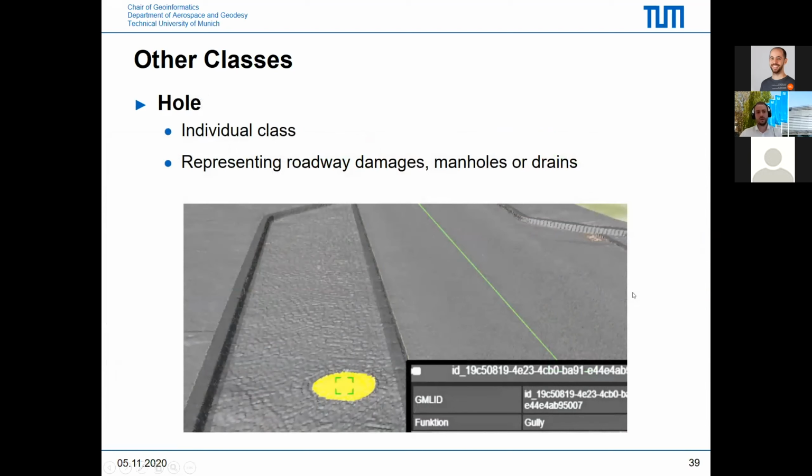An additional new class in CityGML is called Hole, which is an individual class representing roadway damages, for example, or manholes or drains. In this example, it's a manhole. This was also introduced newly into CityGML 3.0 for explicitly representing these kind of objects.